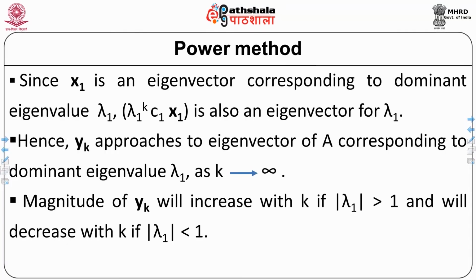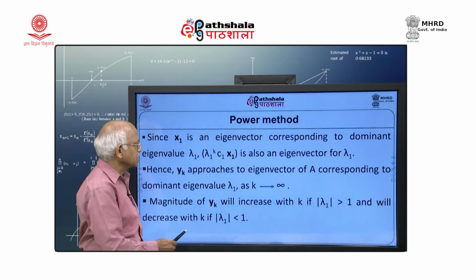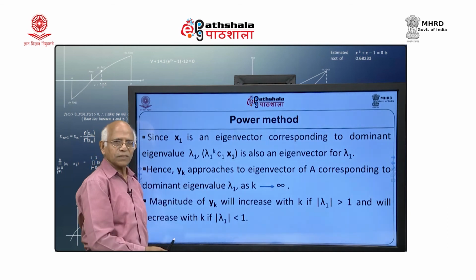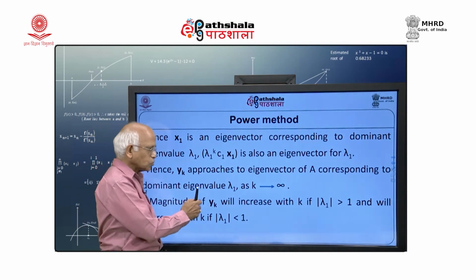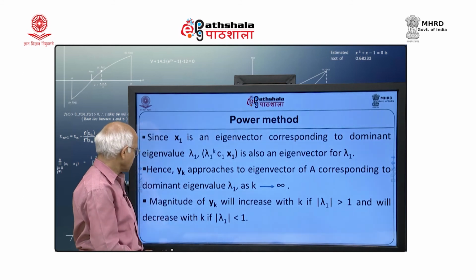Since x 1 bar is an eigenvector corresponding to the dominant eigenvalue lambda 1, and any multiple of x 1 bar is also an eigenvector, lambda 1 raised to k into C 1 x 1 bar is also an eigenvector corresponding to the eigenvalue lambda 1. So, y k bar approximates the eigenvector of A corresponding to the dominant eigenvalue lambda 1 as k tends to infinity. So, not only do we get the dominant eigenvalue, but we also get the corresponding eigenvector.